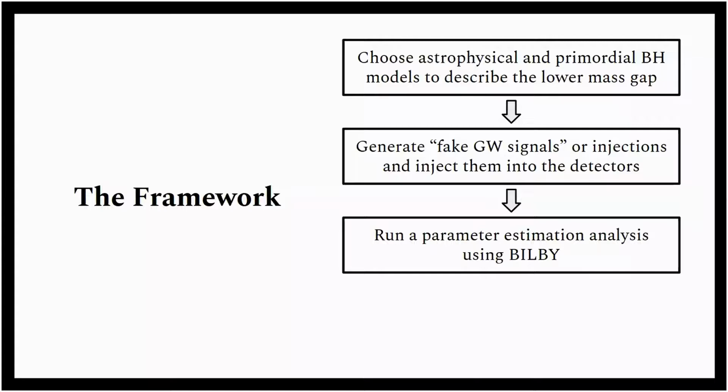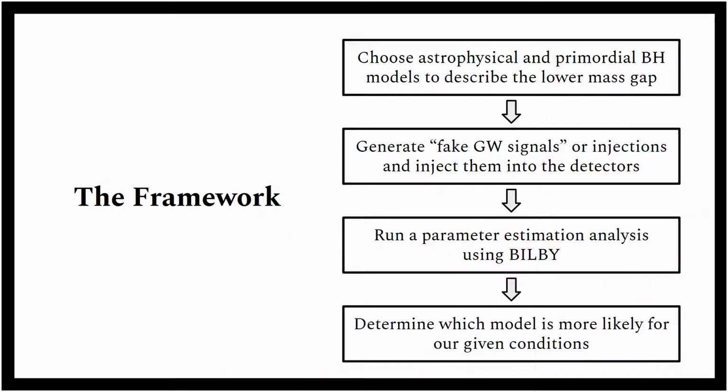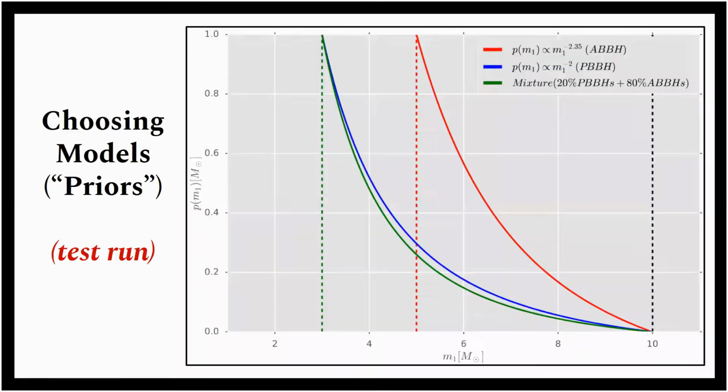So that's the third step that we try to do, and we try to do this with our fake signals, remember. And finally, we try to figure out which model is more likely given our conditions. By model, I mean what we did in the first step, the models that we chose there. I know this seems maybe a bit too complicated, but I'll explain it a bit better in the next couple of slides. So for example, the first step that we have to do is to choose the model.